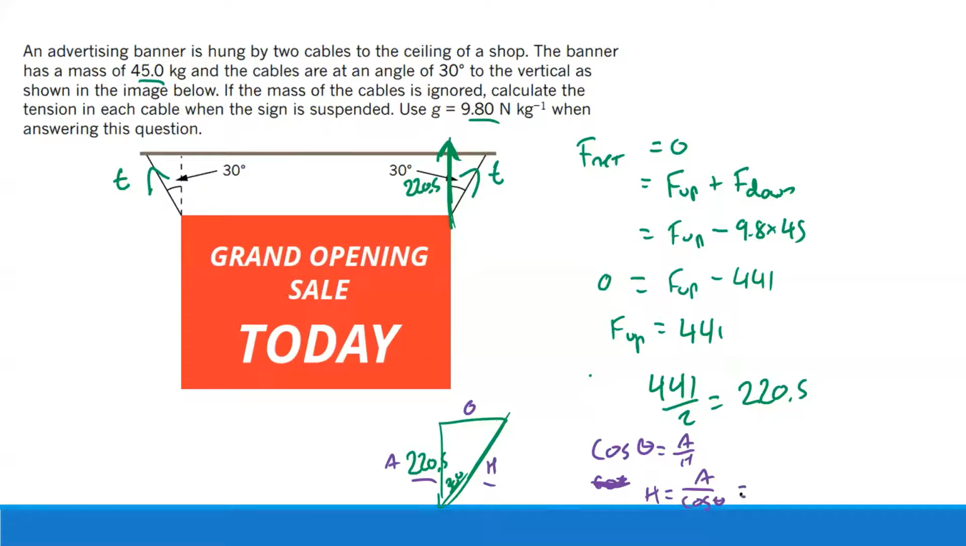What's A, you say? A is 220.5 divided by cosine 30, which equals, this should be more, by the way. If you get an answer that's less, then you made a mistake. 220.5 divided by cosine 30 is going to give you the answer of 254 newtons. That is our tension force. Sorry, whoopsies, 255 newtons.